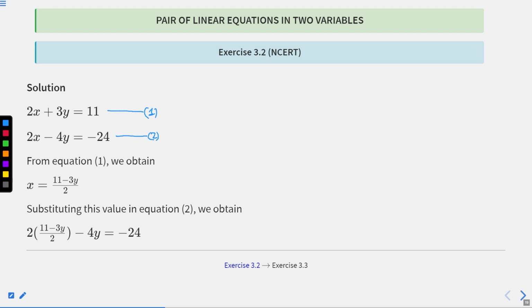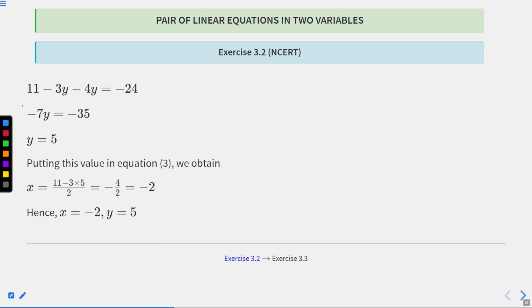So from equation 1, here we obtain x is equal to 11 minus 3y by 2. Okay, and now substituting this value in equation 2, then we obtain 2 times 11 minus 3y by 2 minus 4y, this is equal to minus 24. Now if you simplify this equation, then you will get 11 minus 3y minus 4y, this is equal to minus 24, and it implies minus 7y, this is equal to minus 35. Okay, and it implies y is equal to 5.